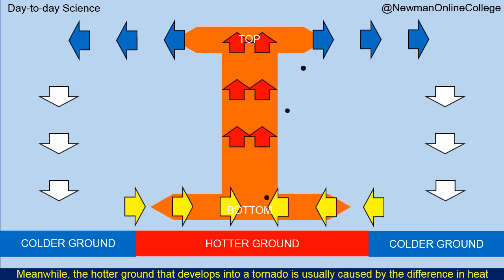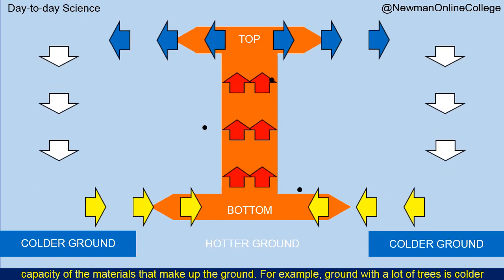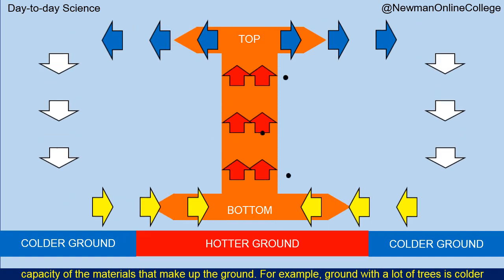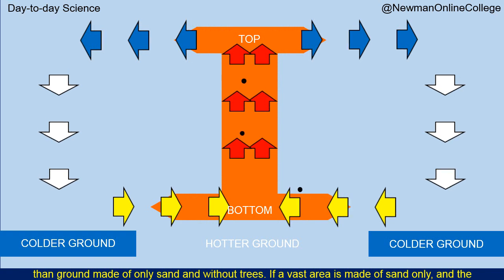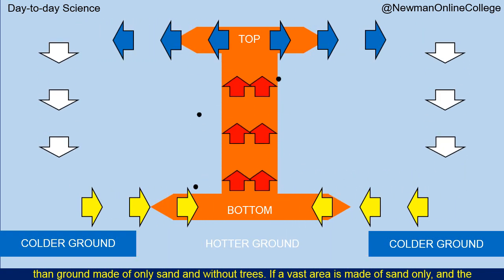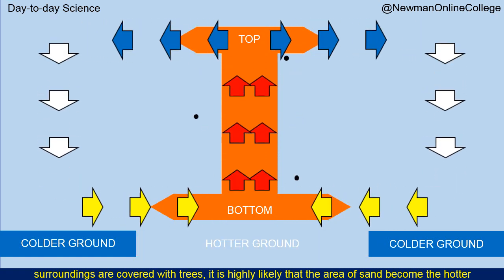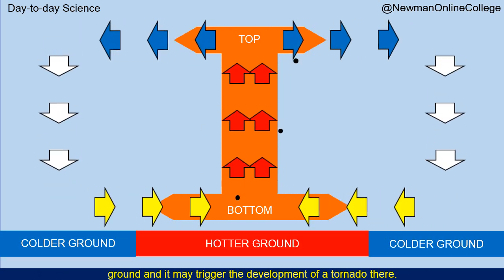Meanwhile, the hotter ground that develops into a tornado is usually caused by the difference in heat capacity of the materials that make up the ground. For example, ground with a lot of trees is colder than ground made of only sand and without trees. If a vast area is made of sand only, and the surroundings are covered with trees, it is highly likely that the area of sand becomes the hotter ground and it may trigger the development of a tornado there.